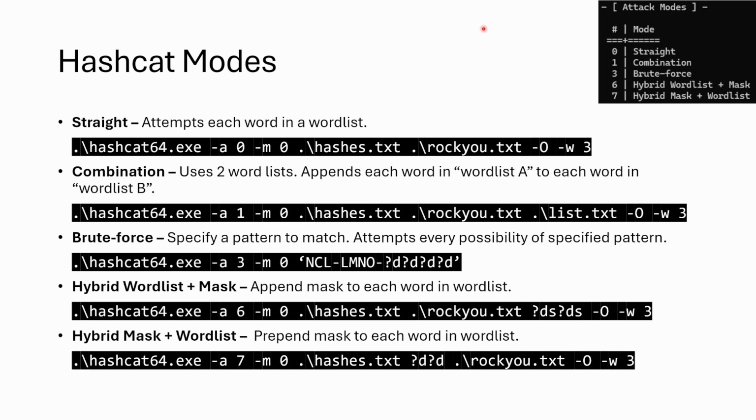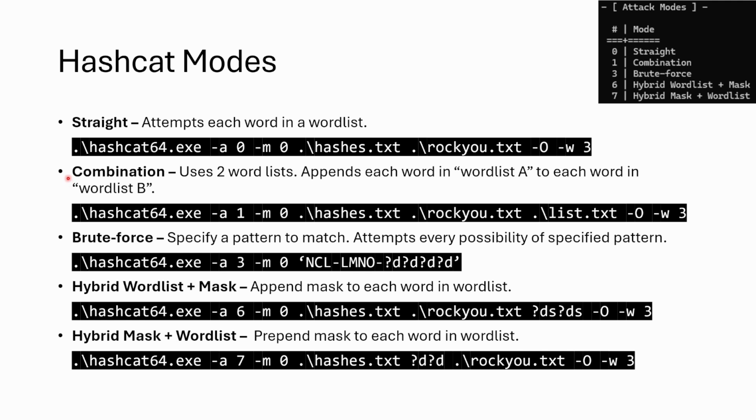Anyways, starting with number 0, the straight attack. All that does is it attempts every entry in a word list. So you specify your attack type with -a, and you add the ID. Here they all are listed at the top, all the IDs. So that's your mode. That's your hash type. Those are your hashes. That's your word list. Here's the optimize option. Here's the work profile option.